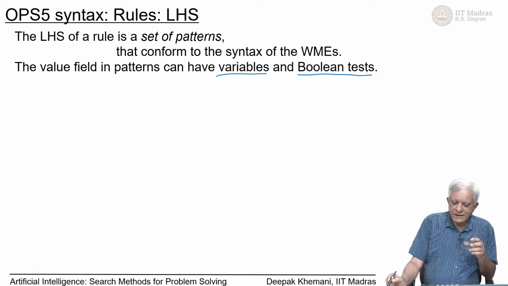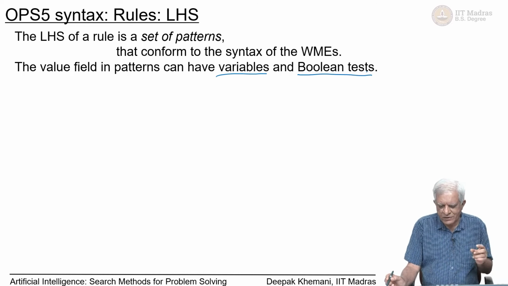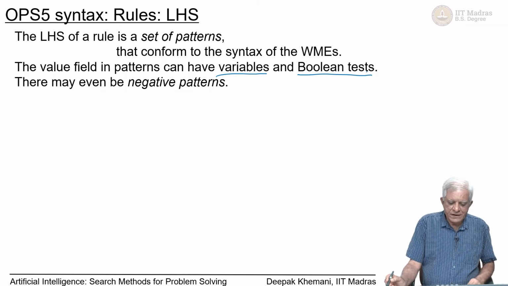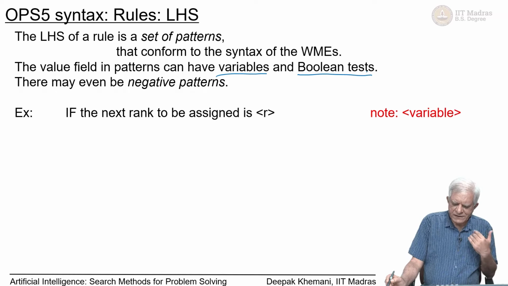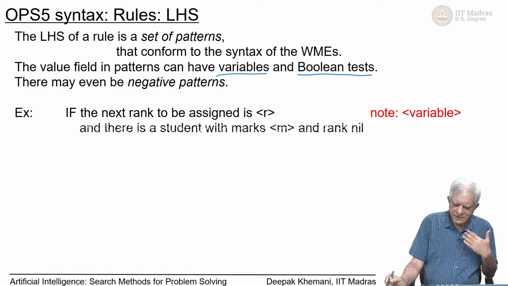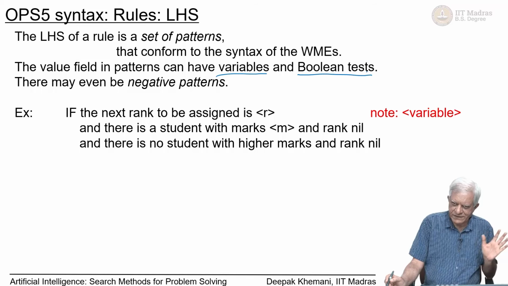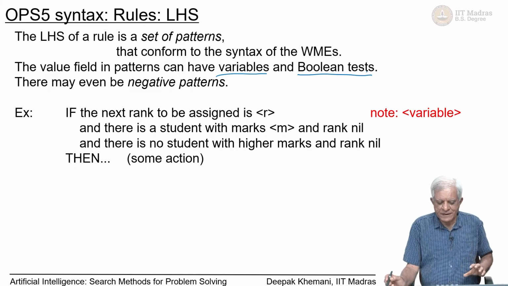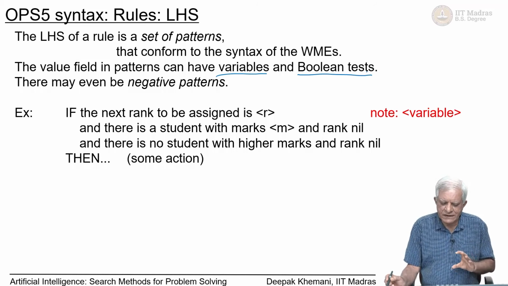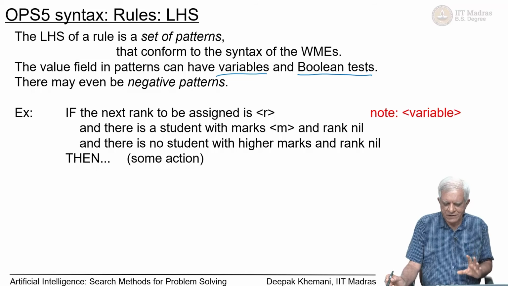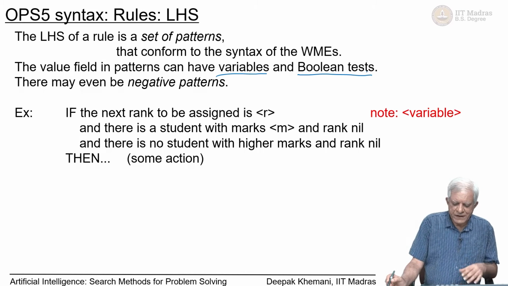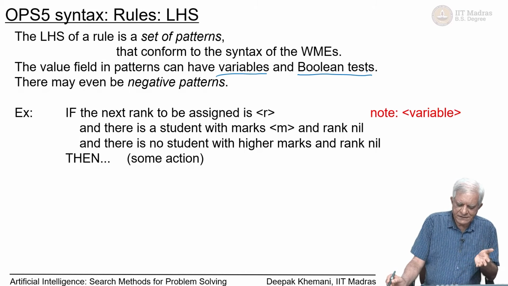In a rule, you can have variables, and you can also say that do some test on whatever is stored in that particular attribute in the working memory element essentially. There may be even negative patterns which will say that this working memory element with this pattern should not exist for this rule to be matching. Remember that the left hand side of a rule tells you when is a rule applicable or when does a rule match essentially. So, here is an example of a rule in English.